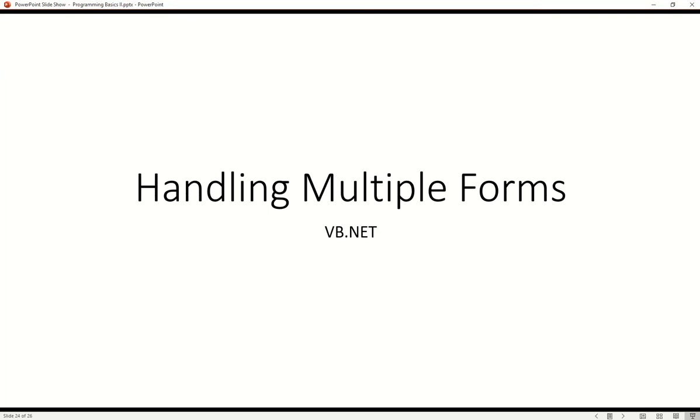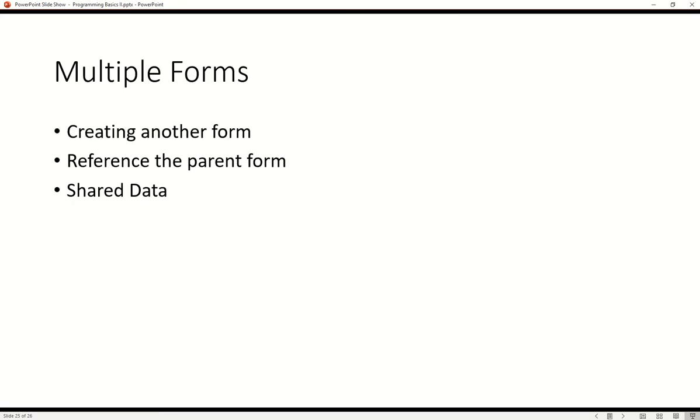Hi, in this video I'd like to show you how to handle and create multiple forms in Visual Basic .NET. To create multiple forms, you'll need to add a new object called forms and basically set up some communication between the parent form, which is the main form, and the child form, which is the form that the parent creates. And then I'd like to show you how we share data between the forms.